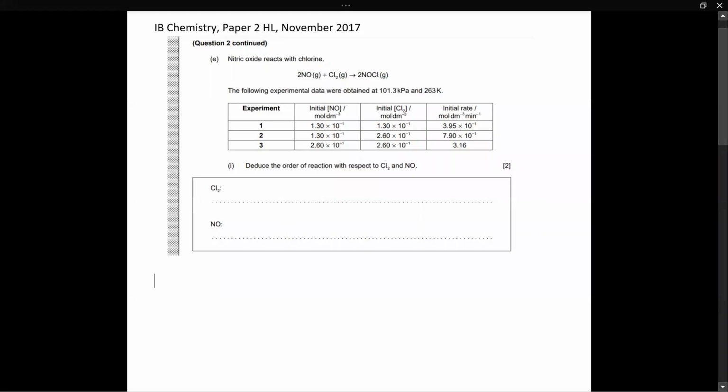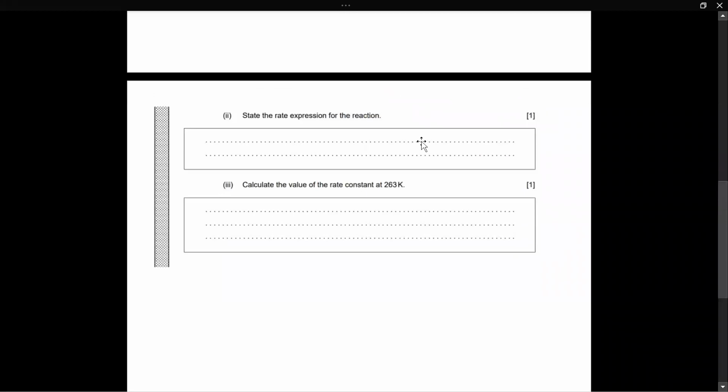In this video, we're going to be taking a look at a question from paper 2 HL from the November 2017 batch. This question involves the concepts of how to tackle a rate question, how to determine the order of reaction, how to state a rate expression, and how to calculate the value of the rate constant. And if you don't know what any of this means, I'm just going to show that to you in a second.